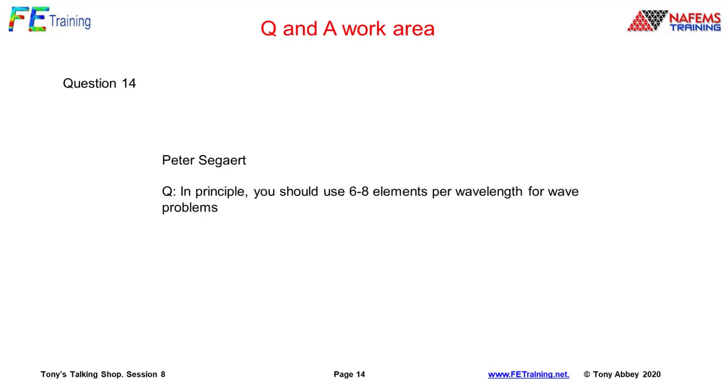Peter makes a comment: in principle, you could use 6 to 8 elements per wavelength for wave problems. Yeah, that's the kind of number that I like to use. So take the highest frequency of interest, not the highest frequency, but the most complex, busiest looking mode shape, basically the shortest wavelength mode shape, and then try and make my mesh have 6 to 8 elements for that. So you can see if I've got very high frequency content with very, very complex mode shapes and very short wavelengths, that's really punishing the mesh fidelity there.